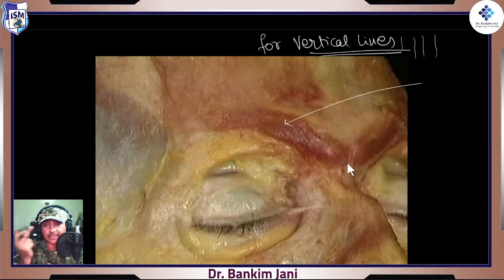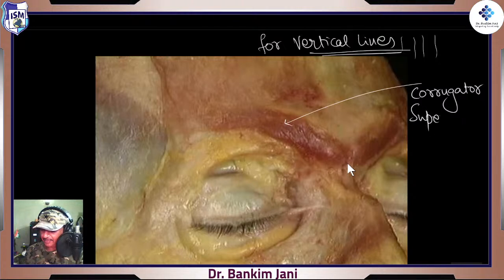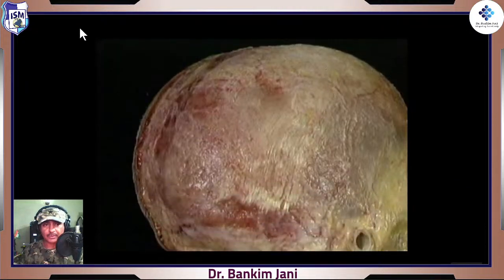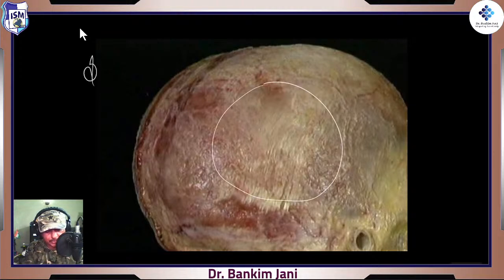Again, superciliary area. So this is corrugator supercilii. This is for creating those vertical lines. On top, we saw first the deep temporal fascia, then there was that loose areolar tissue, and then this is the superficial temporal fascia.